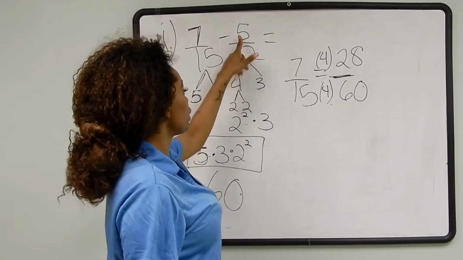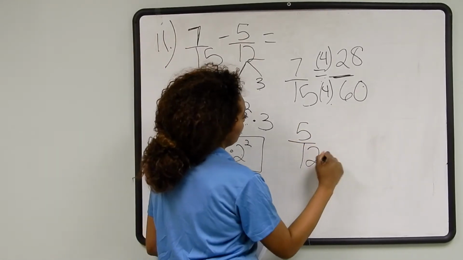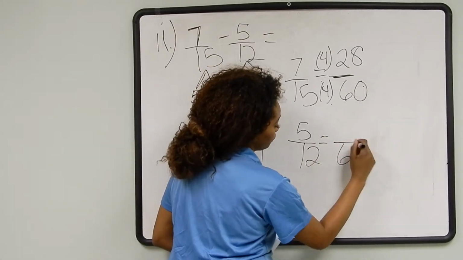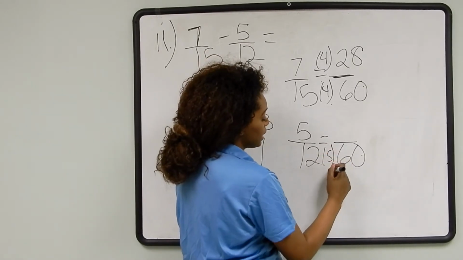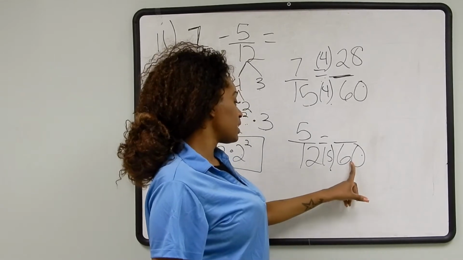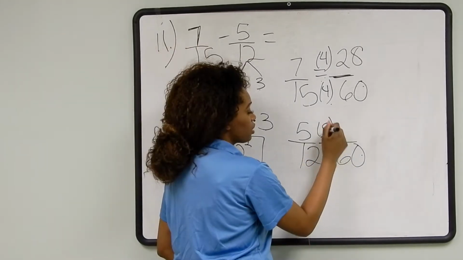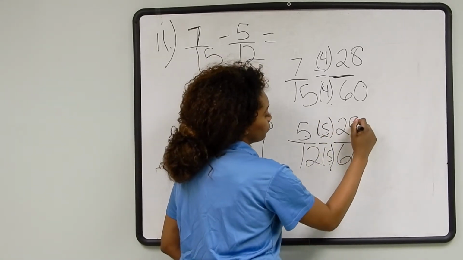Now, we're going to change 5 over 12 into a number over 60. Off the top of my head, 12 times 5 gives us 60. If you don't know that off the top of your head, you would do 60 divided by 12, and that will give you 5. So we're going to multiply the numerator by 5. 5 times 5 is 25.